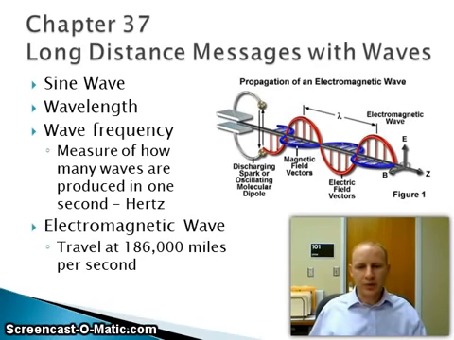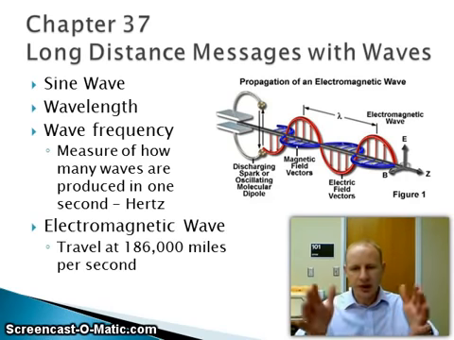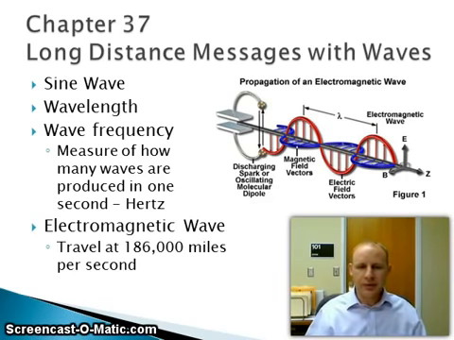The waves work like a sine wave, which looks like an S and goes back and forth. When we look at these waves, we talk about their wavelength and the wave frequency. The wavelength is the horizontal length, and the wave frequency is the measure of how many waves are produced in 1 second, which, as we talked about before, we measure in hertz. An electromagnetic wave travels at the same speed as light, which is 186,000 miles per second.